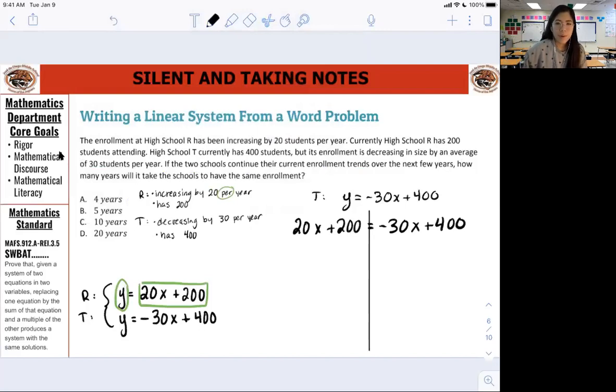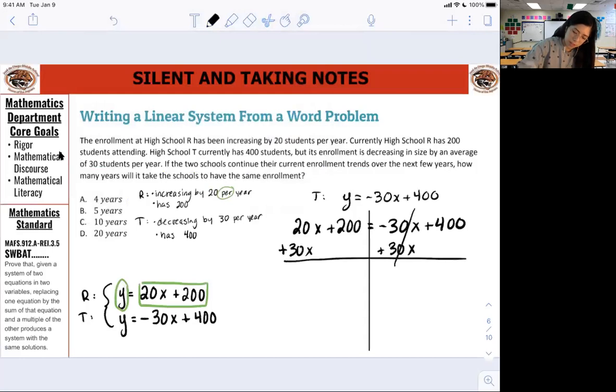All right, what can I do to both sides here? We moved the 30x to the left. Good. Should I add or should I subtract? Add. Good. I'm gonna add 30x. Crosses out. 20 plus 30 is 50. Now what do I do to both sides?